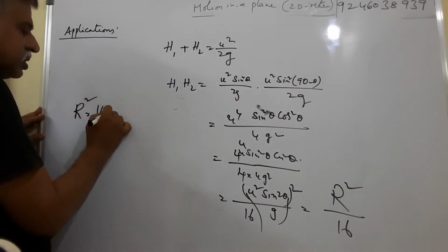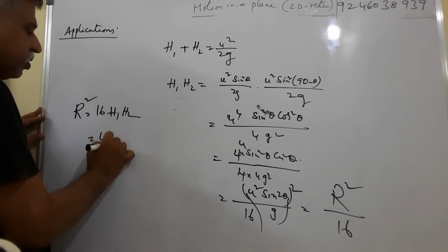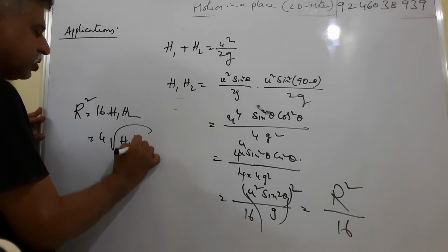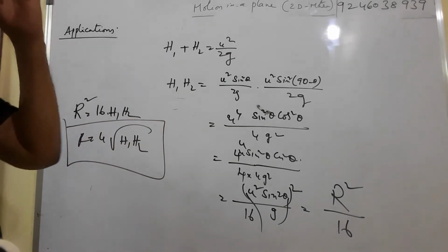Range square is equal to 16 h1 h2. It is 4 root h1 h2 is equal to range. This is the relation between range and h1, h2.